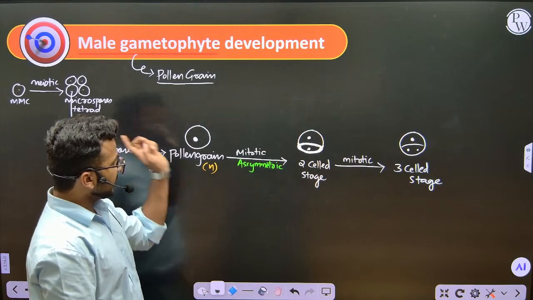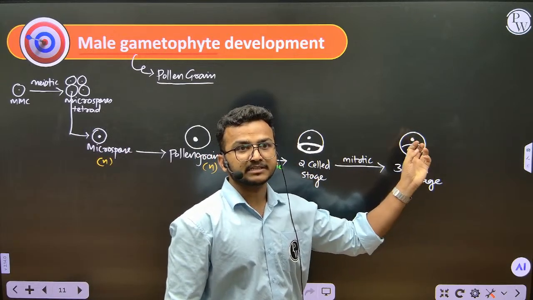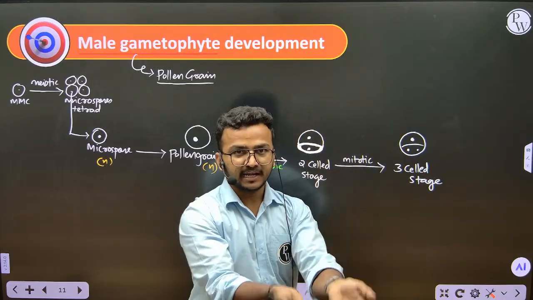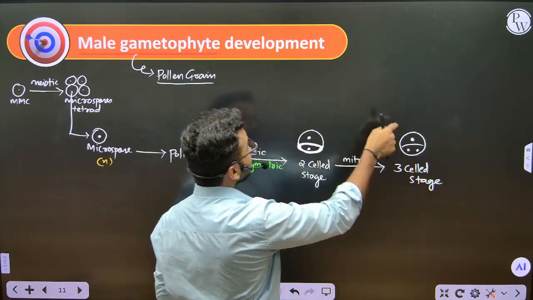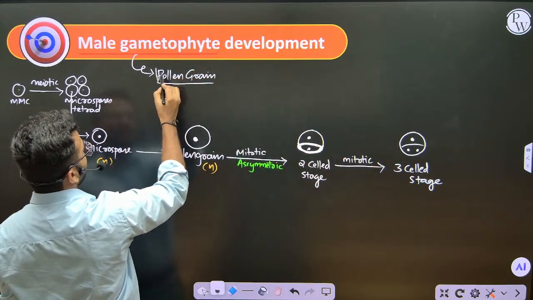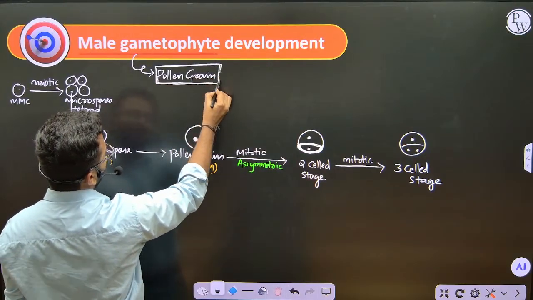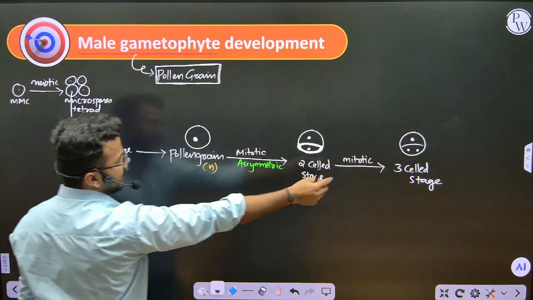So one meiotic division and two mitotic divisions, I am getting a complete pollen grain, which is the matured pollen grain, where it can shed, where it can release the male gametes. These are the male gametes. This is a male gametophyte. Pollen grain is a male gametophyte. Remember this: pollen grain is the male gametophyte, not a male gamete. It is carrying the gametes within it.